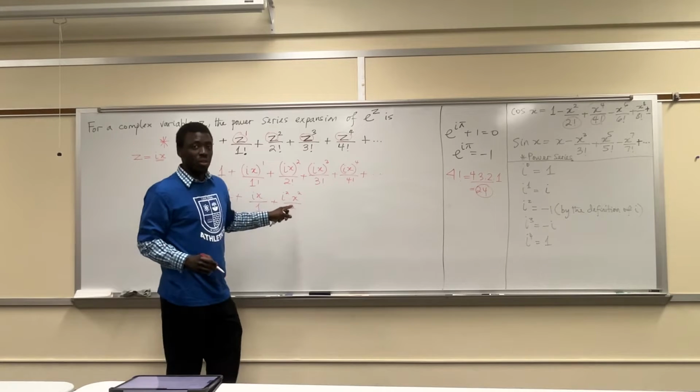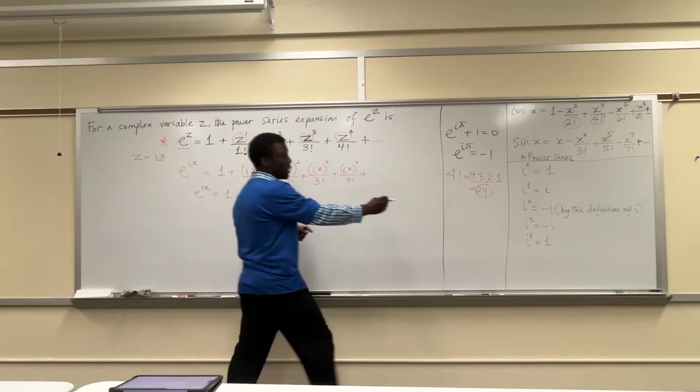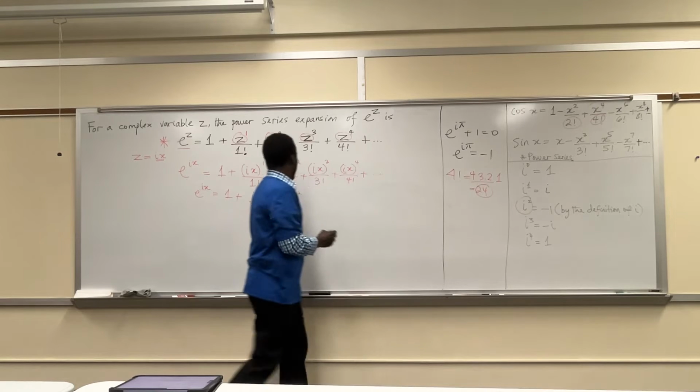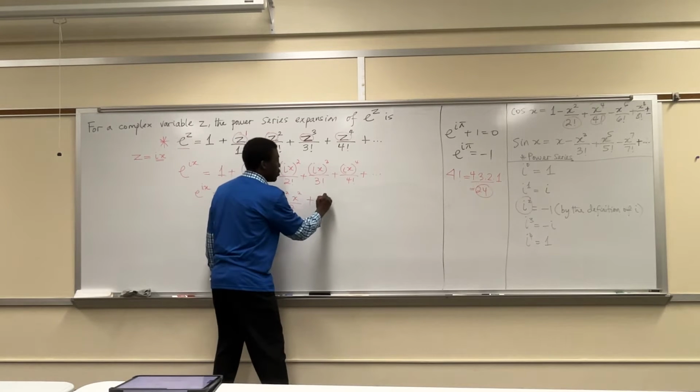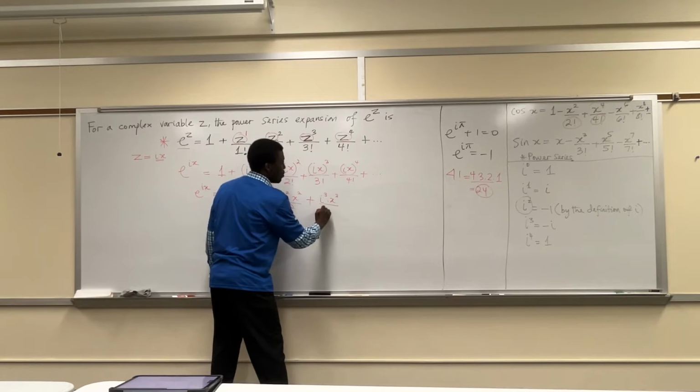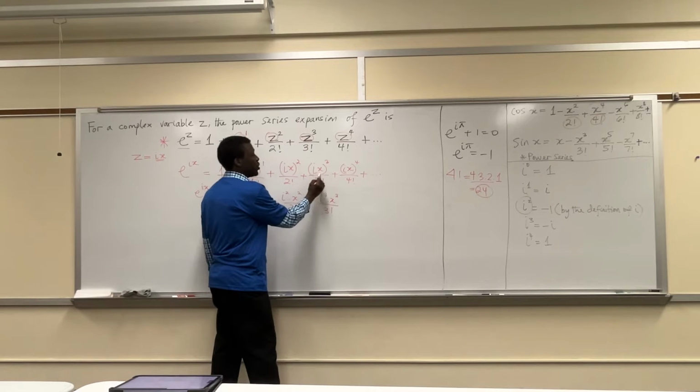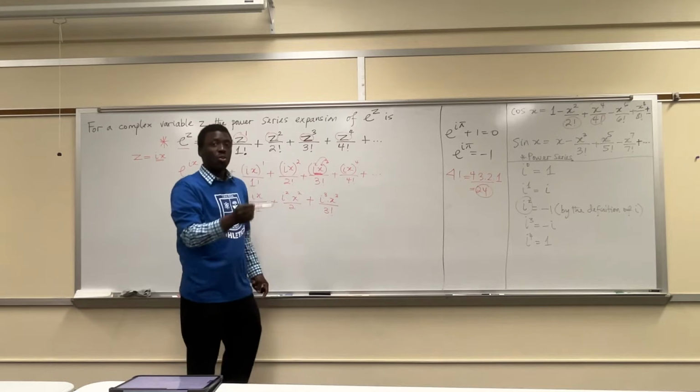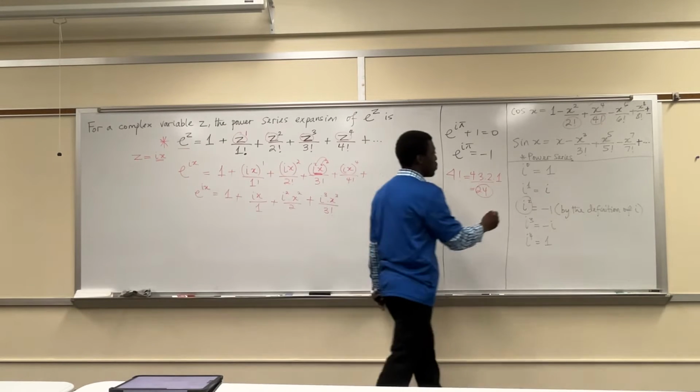What is i squared though? That's negative 1. So remember, that's why this was important. Plus i cubed x cubed over 3 factorial. But here's what's interesting here. When you have a power outside of parentheses, you're allowed to distribute it in. That's from the rules of exponents.